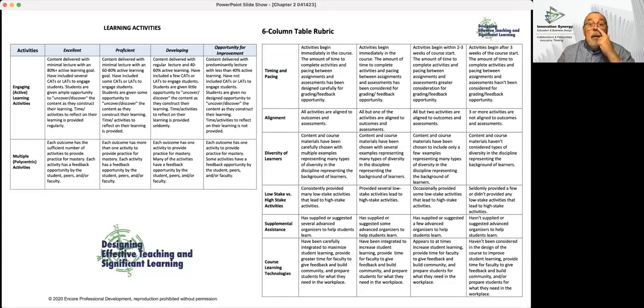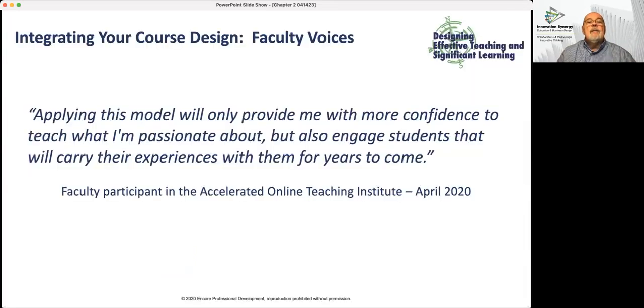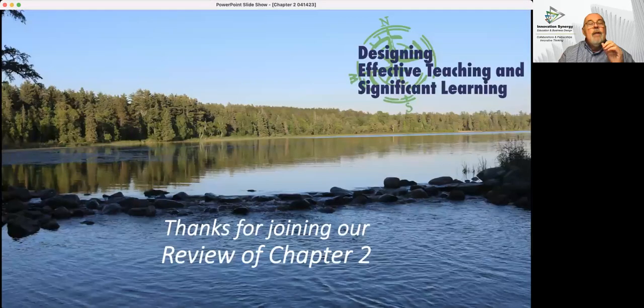There is also a part of the 6-column table rubric that talks about learning activities, so you can look there. And applying this model will only provide me with more confidence to teach what I'm passionate about. It also engages students who will carry their experiences with them for years to come. And that's exactly what this design will help you create.